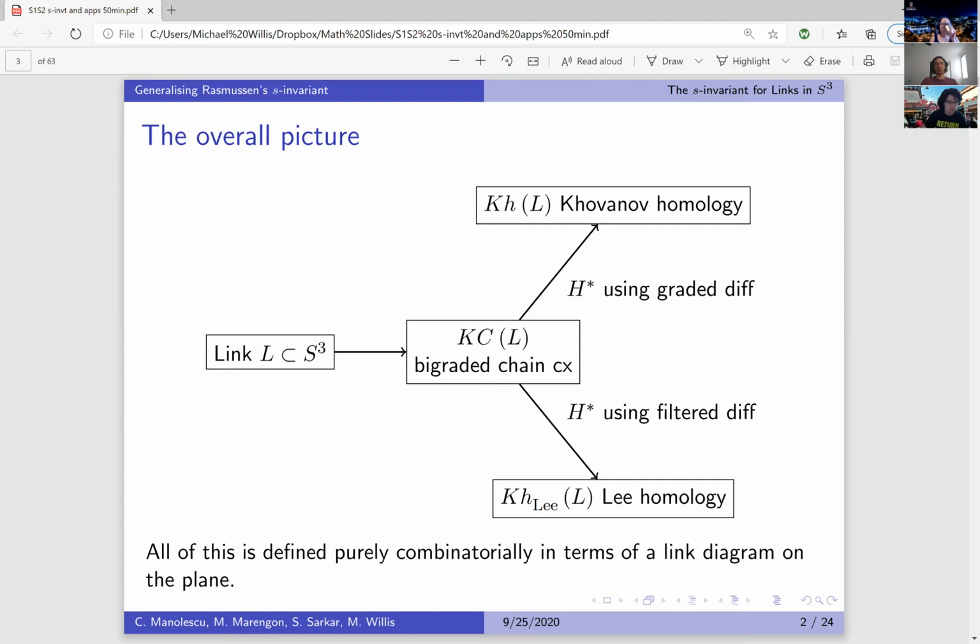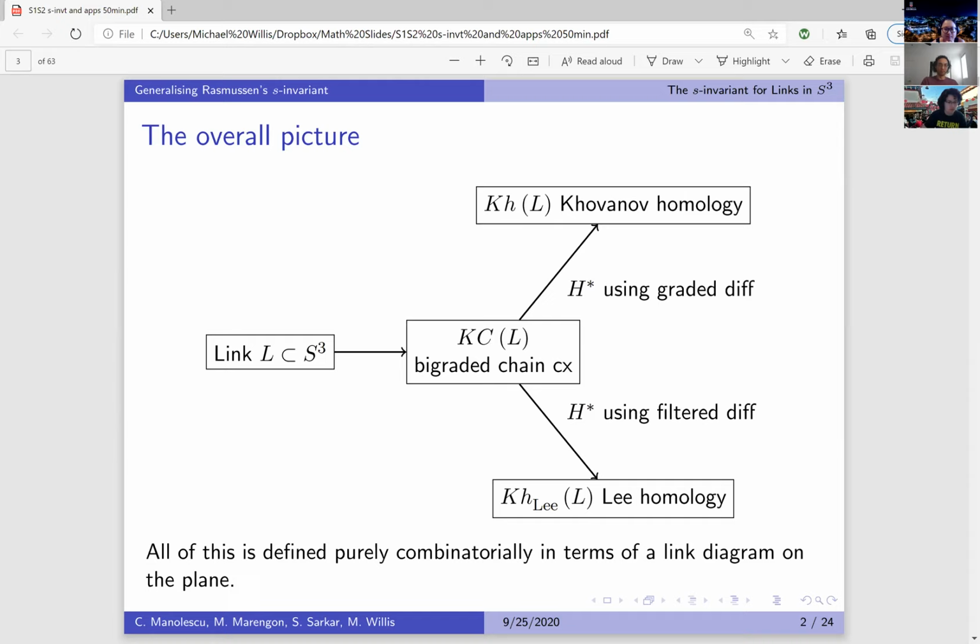Once you have your link in the three sphere, you project it down to the plane, you forget about any geometry of the three sphere, and just have planar diagrams, pictures, and combinatorics. But this is just an overview of what happens.